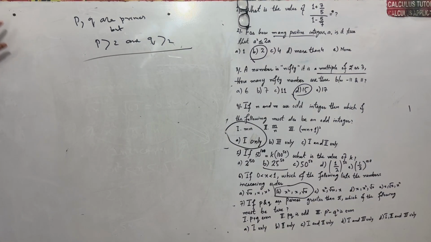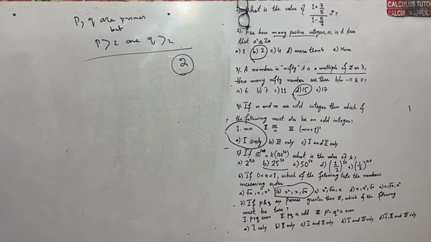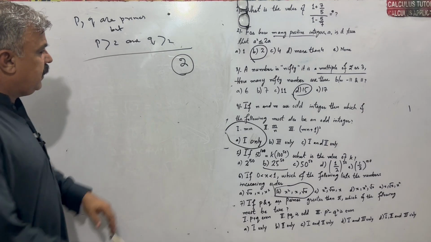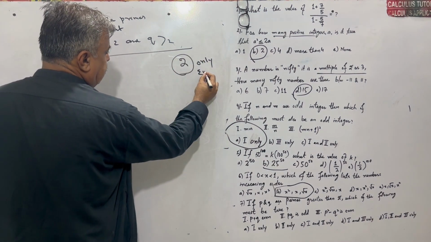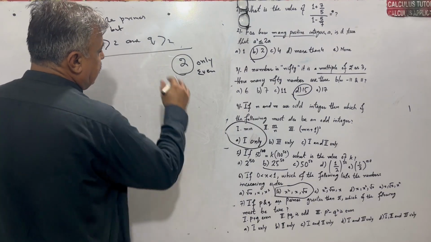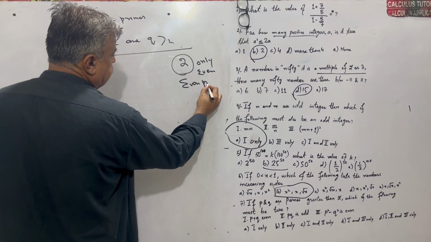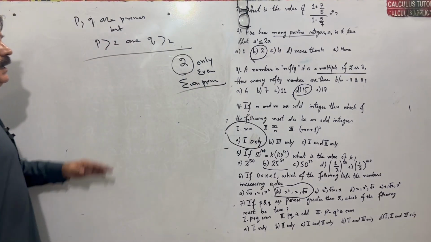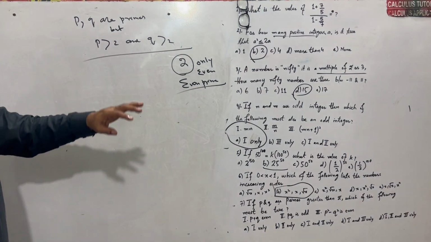Let me tell you something about 2. 2 is the only even prime. The rest of the primes are all odd. Let me stress this, emphasize this: 2 is the only even prime, and the rest of the primes are all odd.